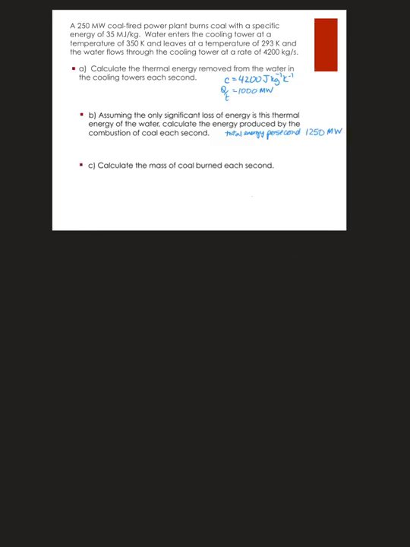And finally, part C. Calculate the mass of coal burned each second. Okay, so if we take the total amount of energy that's being created, and I divide that by the specific energy, I'm going to get 35.7, but let's look at these units. Megajoules per second divided by megajoules per kilogram. Invert and multiply. And yes, that gives me the mass per second.